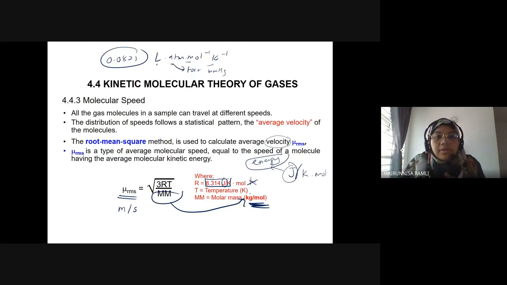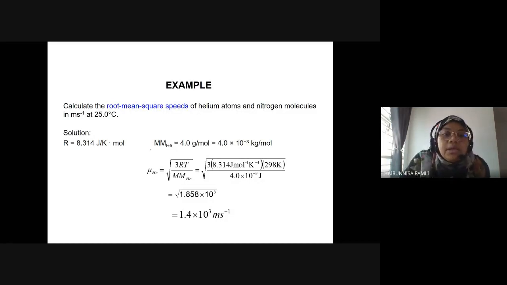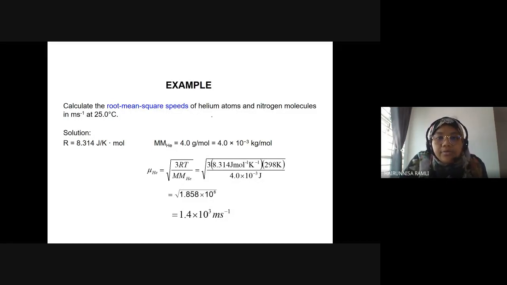Okay, so kita tengok contoh eh. Calculate the root mean square ni, okay, dia suruh you calculate untuk helium and also nitrogen. Okay, in meter per second ni.